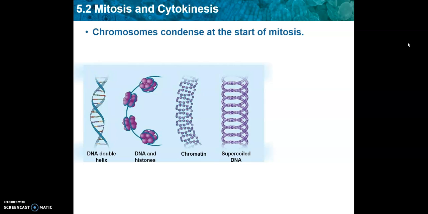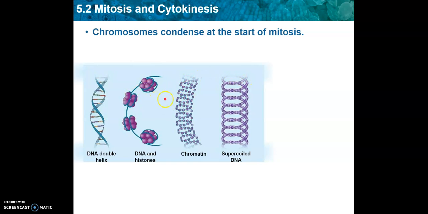Chromosomes condense at the beginning of the mitosis phase. We start with DNA, and that DNA slowly starts coiling around these proteins that are called histones. Think about thread wrapping around a spool. It helps keep the thread organized, and it allows you to pack a whole lot more in a small area. Same concept, but instead of having a spool for our thread, the spool is this histone protein, and the thread would be like the DNA.